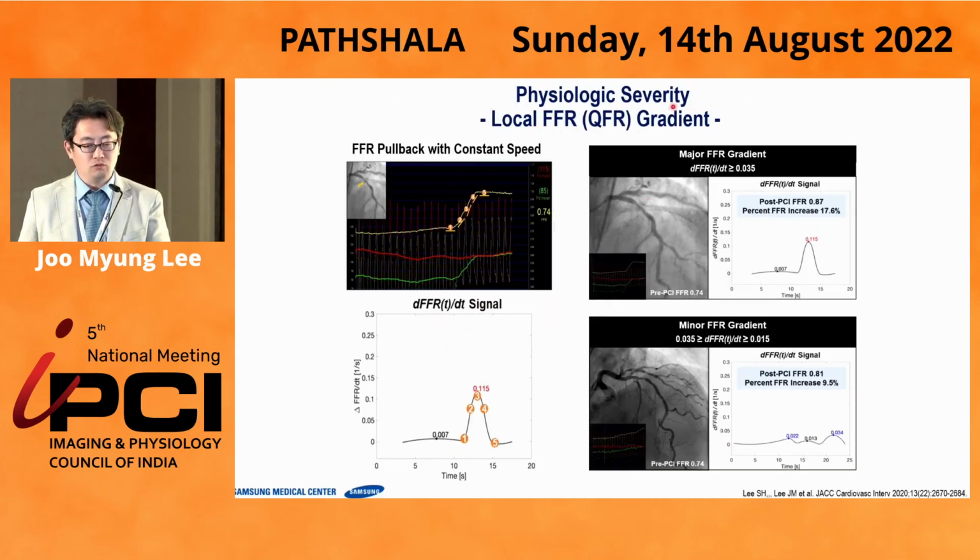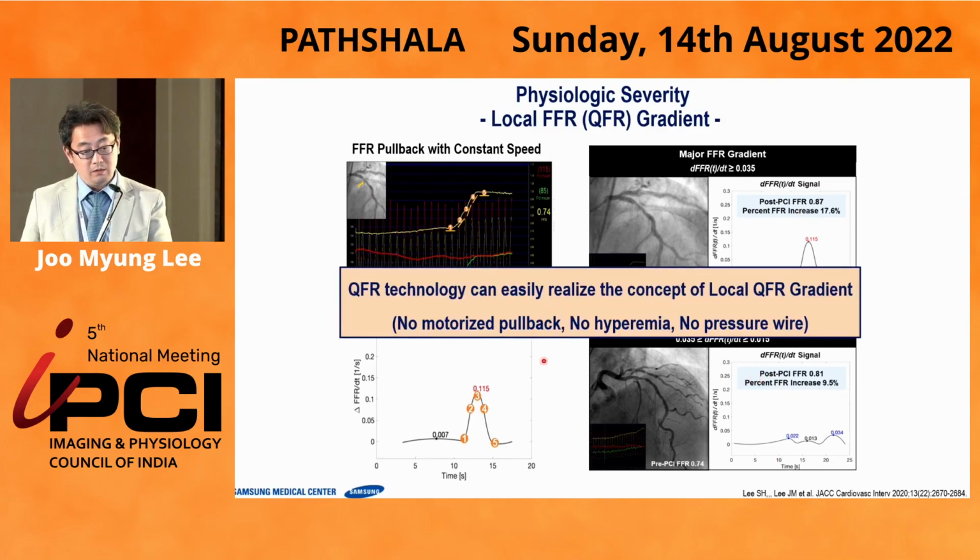And how can we measure local severity? Our group suggested the concept of local QFR or FFR gradient. We can simply transform this pullback curve into the reverse one. In the previous manuscript, if there is a major FFR gradient, the PCI will result in a sufficient FFR increase after PCI. If there is no major FFR gradient, the PCI will result in a suboptimal relative FFR increase. Again, QFR technology can easily realize this concept.